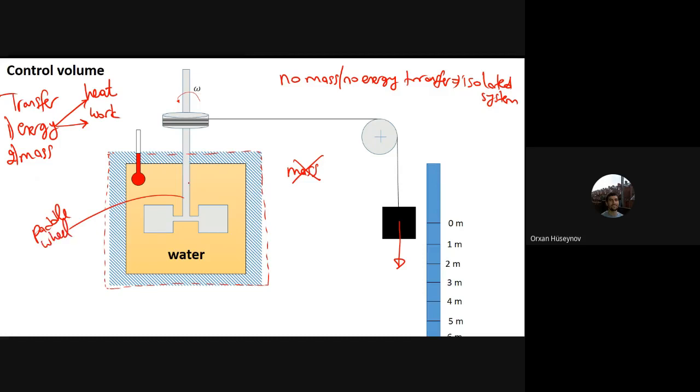The paddle wheel rotates, and you will have heat transfer into the system, because as it rotates, there is friction against it, in the opposite direction of its rotation. Temperature increases because it rotates inside water, and water resists it due to viscosity, and those viscous forces dissipate as heat, and it increases the temperature. As a result, you will have work or energy transfer into the system.